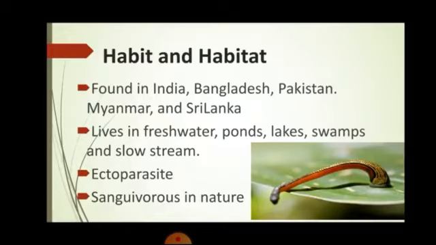Ectoparasite means it lives externally on another animal but it will not kill that animal. So in other words, it lives outside the body of the host. Okay, and it is sanguivorous in nature. Sanguivorous means blood sucking. Some examples of sanguivorous animals other than leeches are vampire bat, flea, bedbug, mosquito, etc.